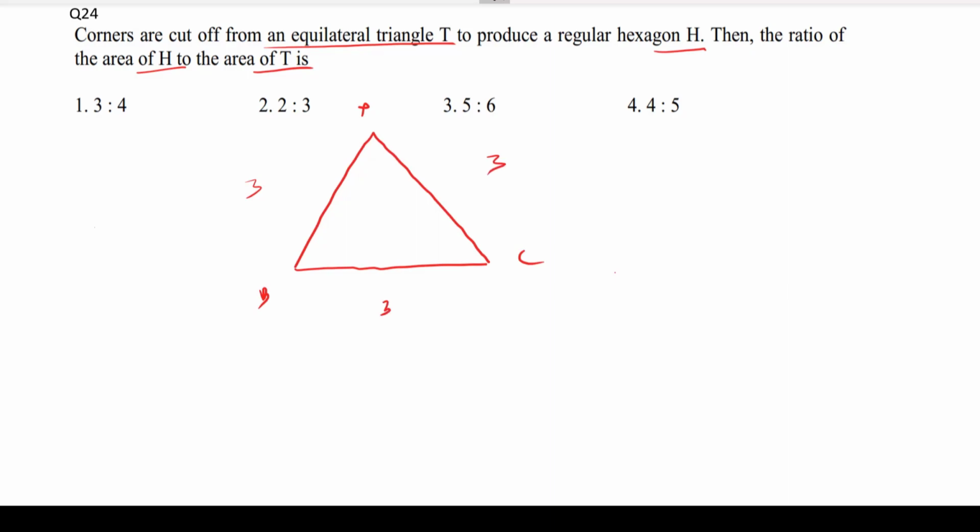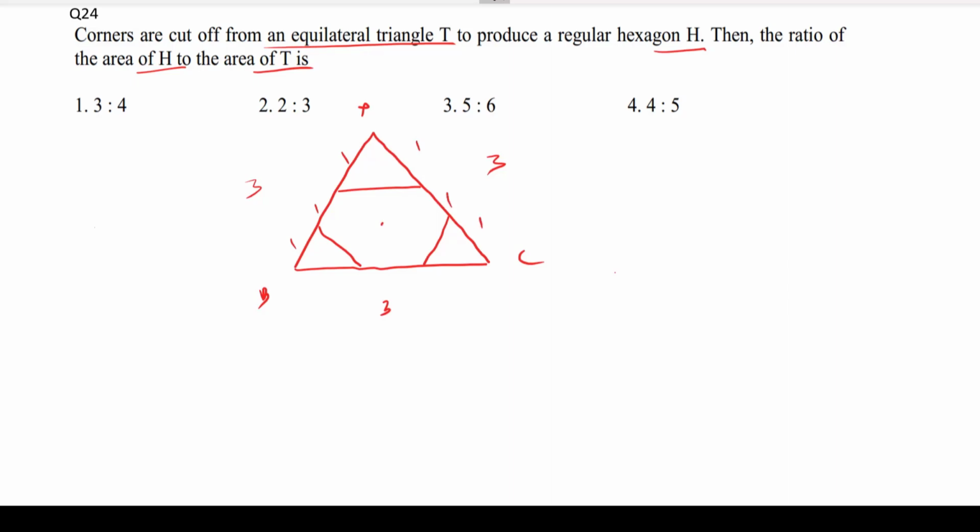Question number 24. Corners are cut off from an equilateral triangle T to produce a regular hexagon H. The ratio of the area of the hexagon to the area of the triangle. So this is a pretty simple question. Let this be equilateral triangle ABC, with each side 3 centimeters, and to form the hexagon we need to join these, and each part will be 1, 1, 1.